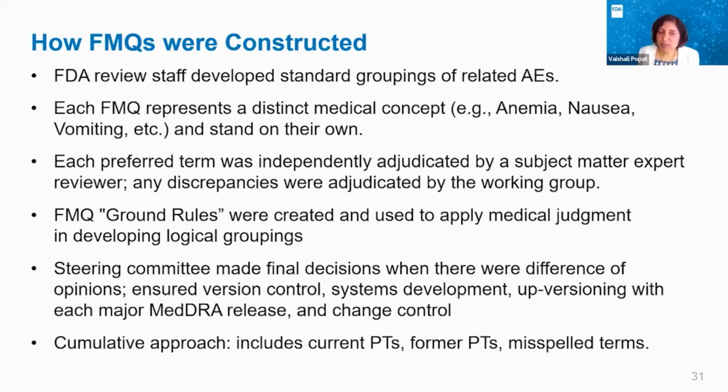We took a cumulative approach. So we included current PTs, former PTs, and misspelled terms that were reported to us in the clinical trial data set. The rationale is that, even though an FMQ may have 100 preferred terms, the AE data set submitted as part of the new drug application may have maybe just 20 terms that match that FMQ. So it will pick up what's there, but if it is not there, then we don't really have to worry about that getting into FMQs. So we have taken the cumulative approach in the formation of FMQs. Next slide, please.